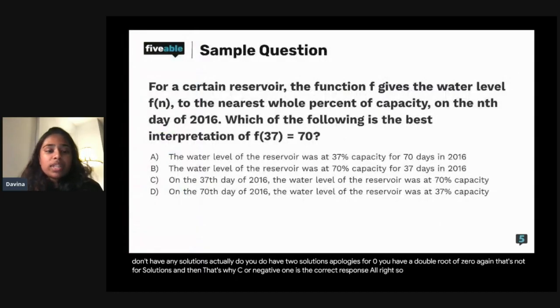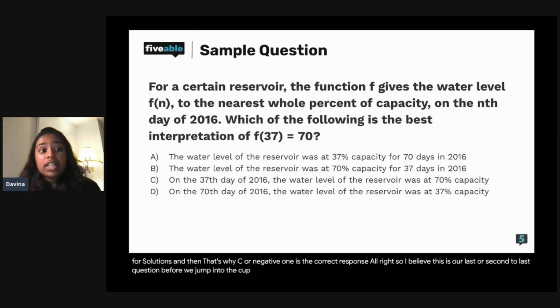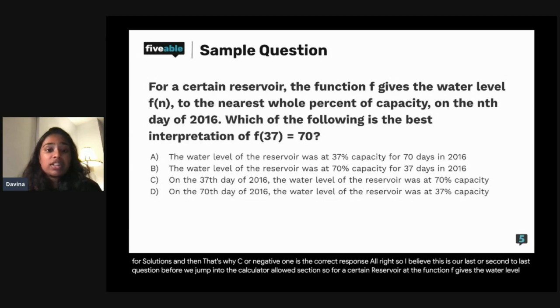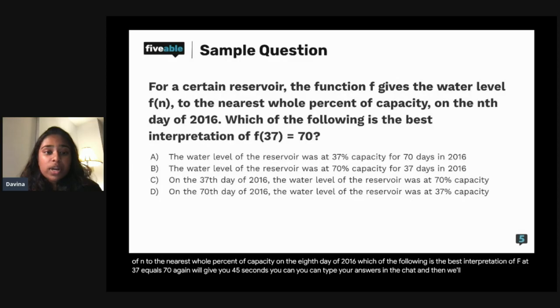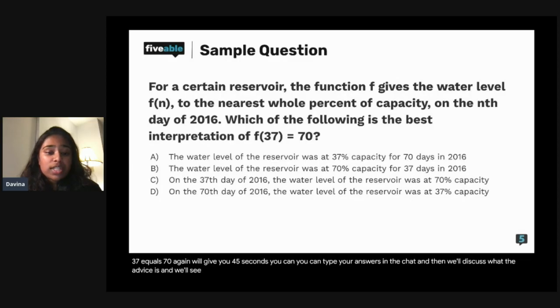All right, so I believe this is our last, or second to last, question before we jump into the calculator aloud section. So for a certain reservoir, the function f gives the water level f of n, to the nearest whole percent of capacity, on the nth day of 2016. Which of the following is the best interpretation of f of 37 equals 70? Again, we'll give you 45 seconds. You can type your answers in the chat, and then we'll discuss what the advice is and what the solution is.